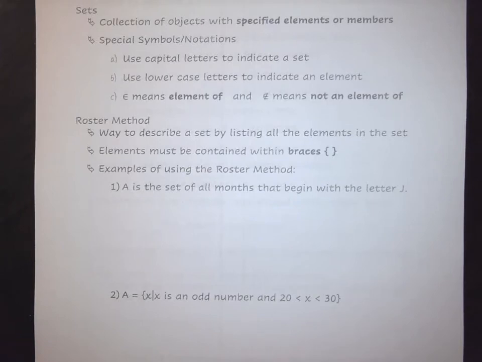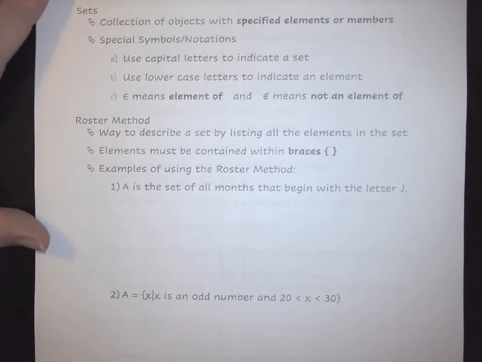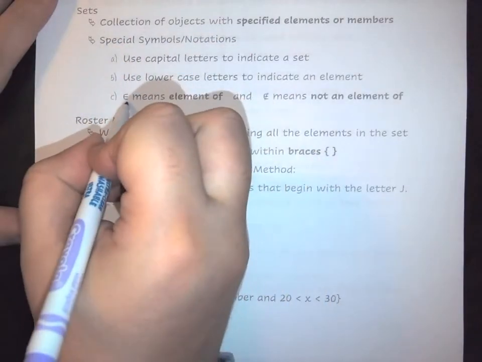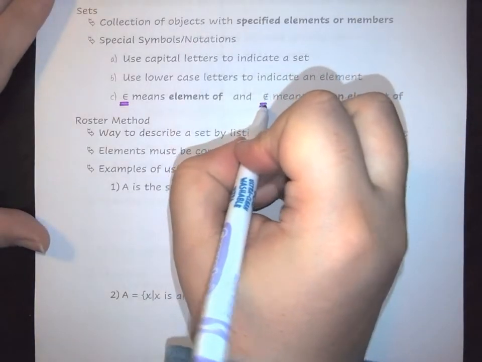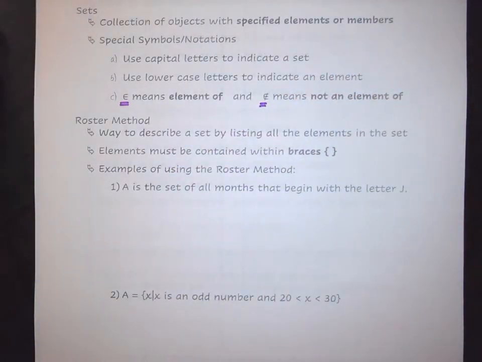We use special symbols and notations in order to denote our set. First of all, a capital letter is going to be your indicator that you have a set, whereas lowercase letters are going to indicate that you have an element. We also have a couple of symbols that we use. This funny looking E means element of. If you draw that funny looking E with a line through it, then that means not an element.